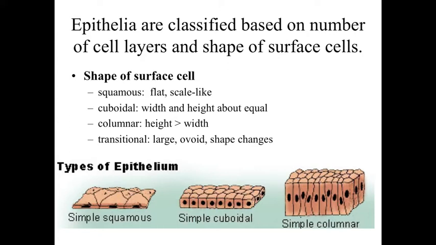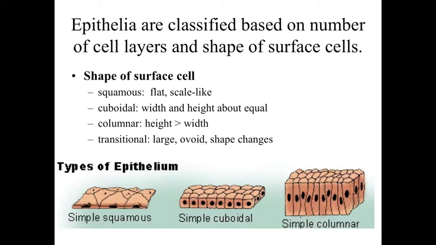Now, if we take a look at the nuclei of these cells, again, getting information from the nuclei, the squamous cells are going to have kind of flattened nuclei that are running down along the length of the epithelium. The cuboidal cells are going to have rounder nuclei. And in general, the columnar cells are going to have oval nuclei with the long axis of the oval running along the height of the cell, the long axis of the cell.